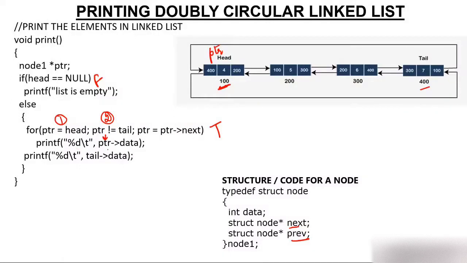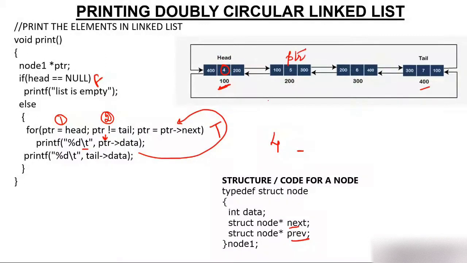I'll print ptr data. What is ptr data? 4. So I'll print 4, and there is a tab, which means a space. Then I'll go to the increment part of the for loop, the third part, and update ptr to ptr next. What is ptr next? Sorry, 200. So ptr will move to 200.